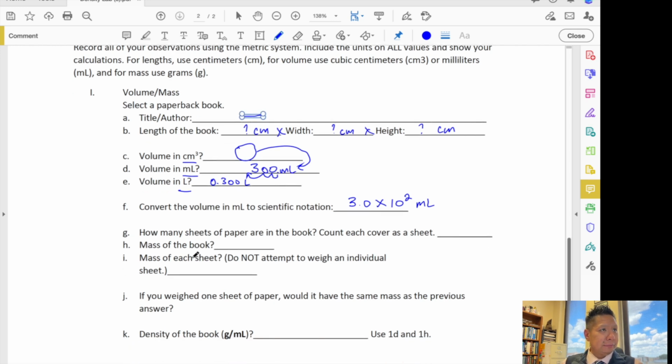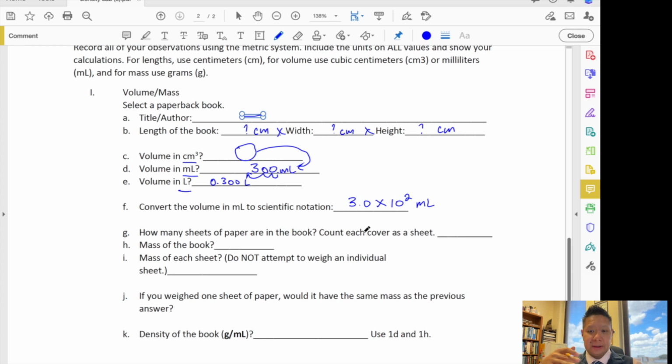Next thing to do, how many sheets of paper are in the book? So all you have to do here, if it's a big book, is look at the last page and see what the last page number is, and then divide that by 2 if it's a book that has pages with writing on both sides. Words on both sides of the page.